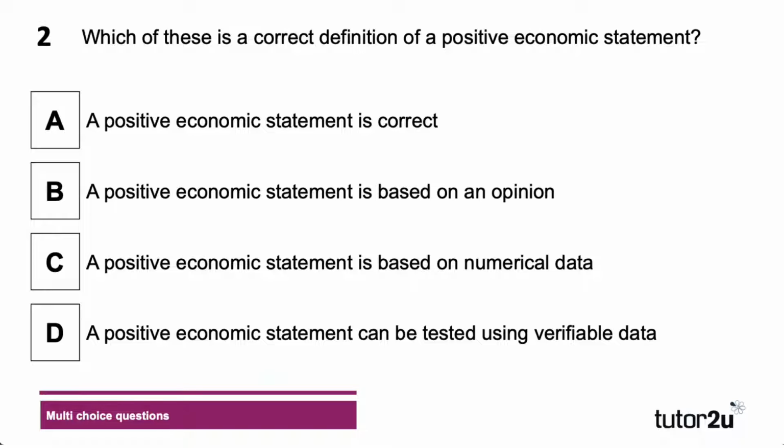Have a look through. Gina Marie has made a suggestion already of D. So has Christine and Liam. We've got a number of people going for D at the moment. Anybody else want to join in here? Does anybody think anything different from D? Now, it looks at the moment as if everybody is going for D, that the positive economic statement can be tested using verifiable data. Let's have a look and see if that's correct. Yes, it is. Well done.